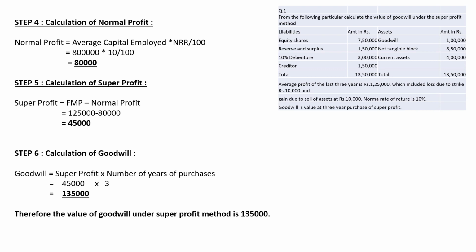So the sum is very easy. You have to just calculate it in the 6 steps, which are very easy, and you will get your final answer. So this is the way we have calculated goodwill under super profit method.